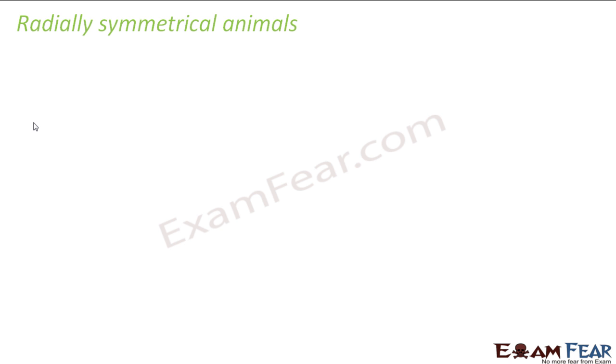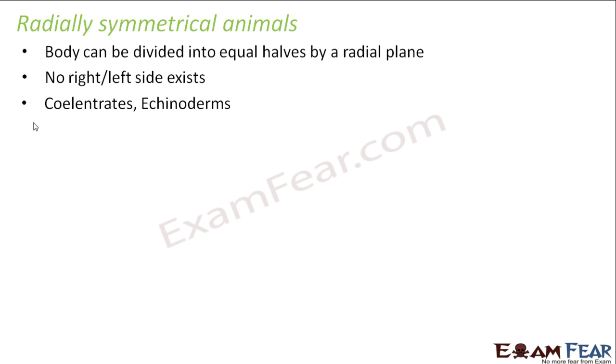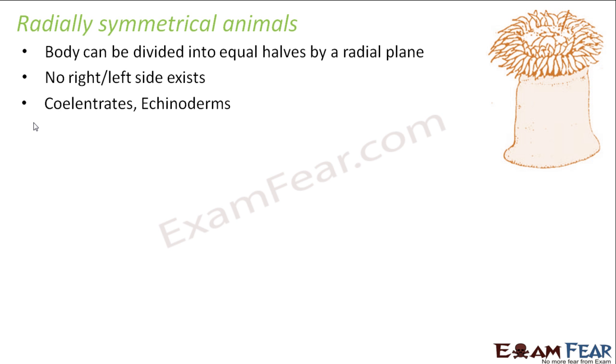So first let us talk about radially symmetrical animals. The body can be divided into equal halves by a radial plane. In radially symmetrical animals, there is no right side, no left side. When I talk about bilateral symmetry, we actually have two sides, one right side and one left side, because they are like mirror images of each other. But in radially symmetrical animals, there is no concept of right and left side. Examples are coelenterates and echinoderms.